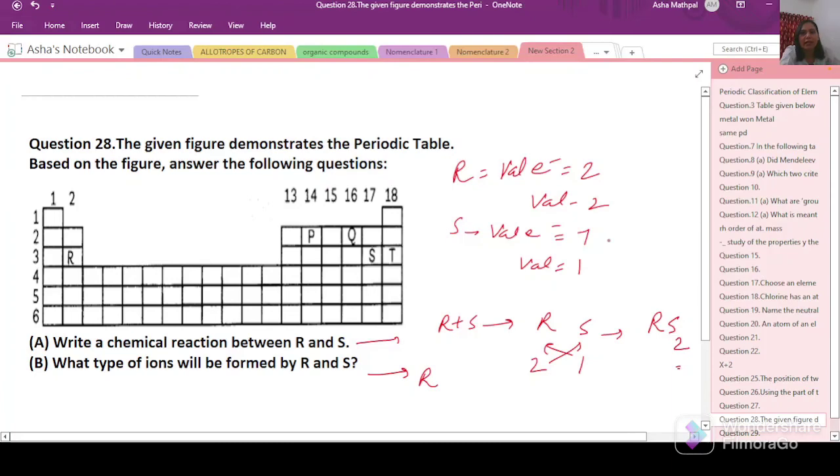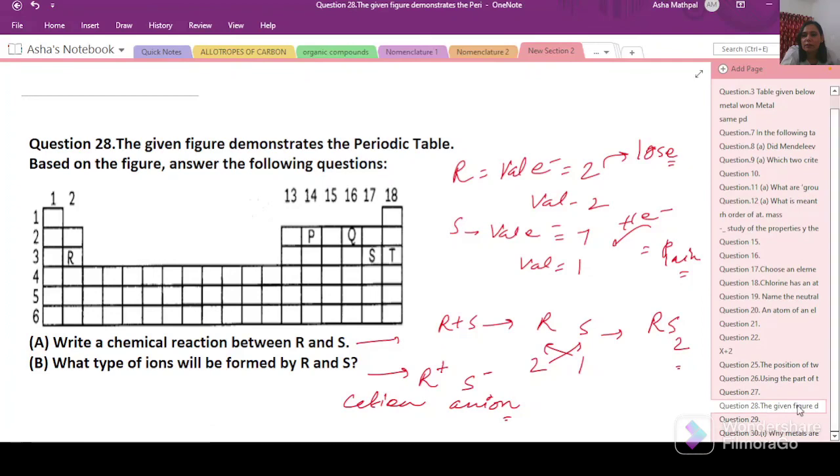R will lose its 2 valence electrons to attain the noble gas configuration, and S will gain 1 electron to complete its octet. So R is losing, so it will become positive in charge, and S is gaining, so it will become negative in charge. So R will form a cation and S will form an anion, right? Now let us go to the next question.